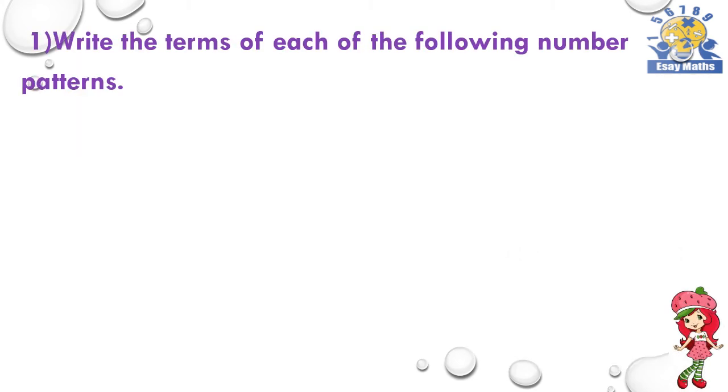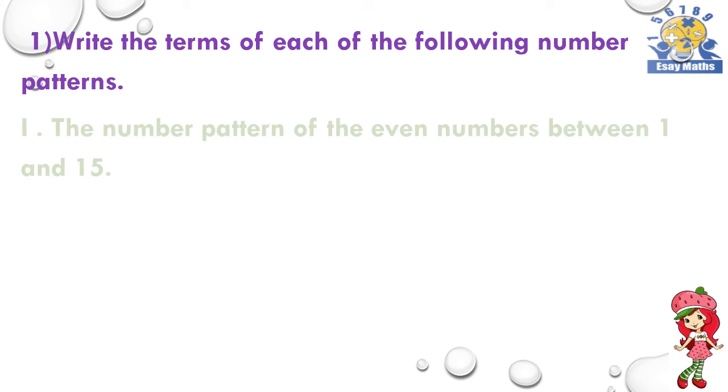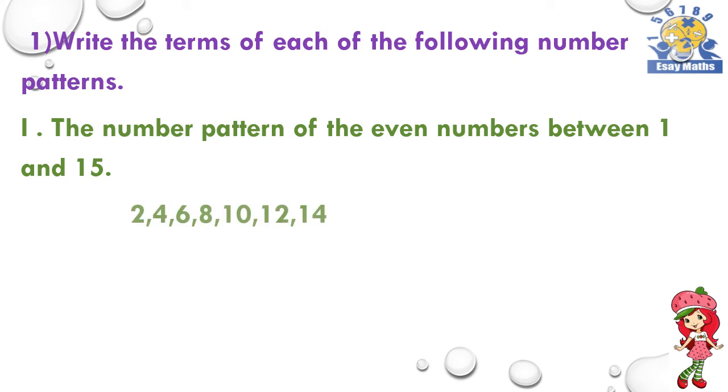Write the terms of each of the following number patterns. Roman number 1, the number pattern of the even numbers between 1 and 15. What are the even numbers between 1 and 15? 2, 4, 6, 8, 10, 12 and 14. You should write all the terms by putting a comma sign to separate the terms. Here they have given the limit: even numbers between 1 and 15. So, this is a finite number pattern.